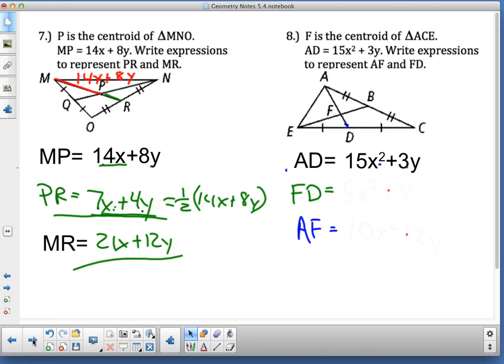Now, problem 8 is similar. It is not the same. Problem 8 is similar, not the same. Give it a try. It's our last one. Last thing we got to do today.